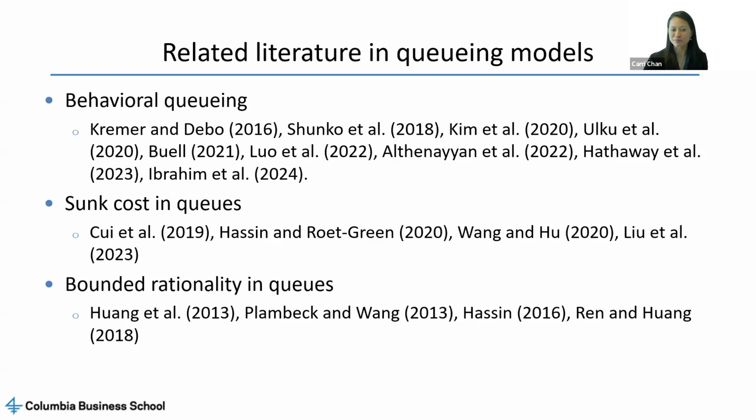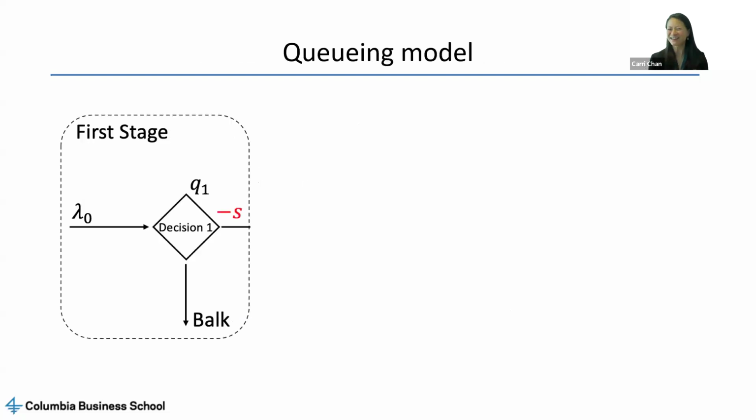All right, so I promised you I would get to a model. So here is my model. We have a two-stage model that is based on a standard M/M/1 queue. In the first stage, we have an exogenous arrival rate, lambda 0, and there's a decision by the customers when they come to the system: should I enter the system? If I do, I have to pay a sunk cost S. If I leave the system, I don't have to pay anything, but I also don't generate any utility.